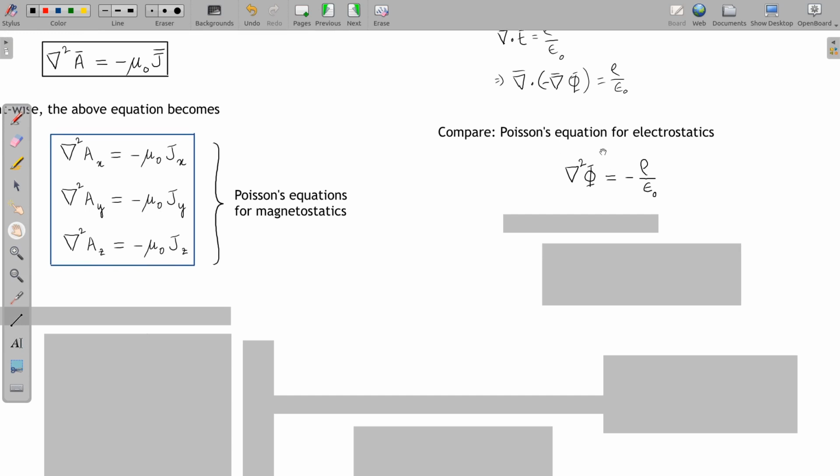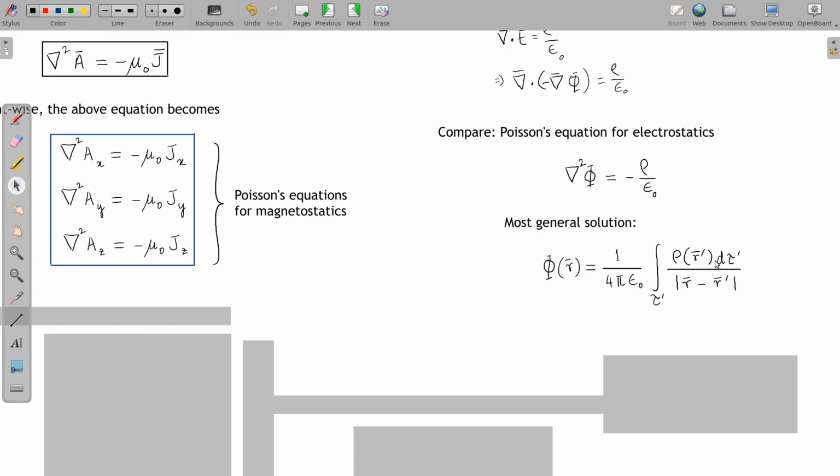So this is the Poisson's equation for electrostatics, and we know the most general solution for the Poisson's equation. The most general solution is basically this. Of course, even though I have written the solution like this, this is basically the definition of the electrostatic potential.